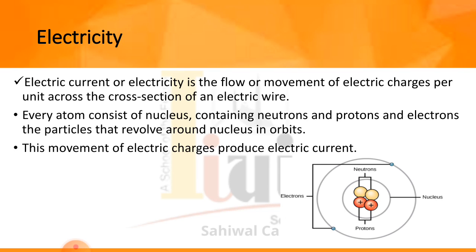Now you can have a picture of the fundamental particles of the atom that shows the structure of an atom, having neutrons that are neutral, protons having positive charge, the nucleus which contains neutrons and protons, and electrons that revolve around the nucleus in a fixed orbit. So electrons move from one atom to another, and this movement of electric charges, say electrons, produces an electric current. Electric current or the electricity is basically the flow or movement of electric charges per unit across the cross section of an electric wire.